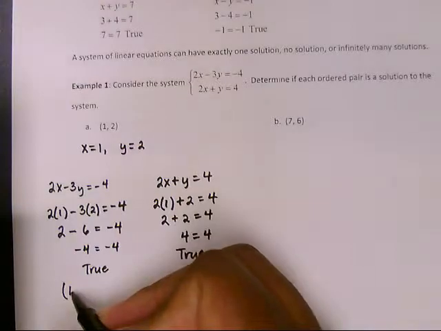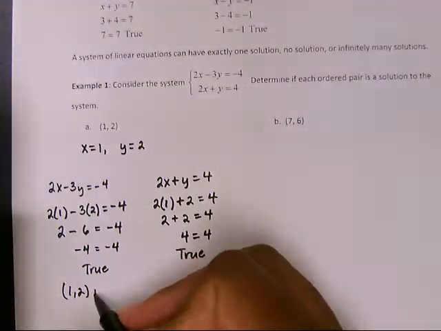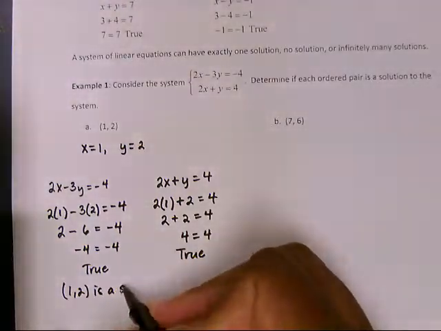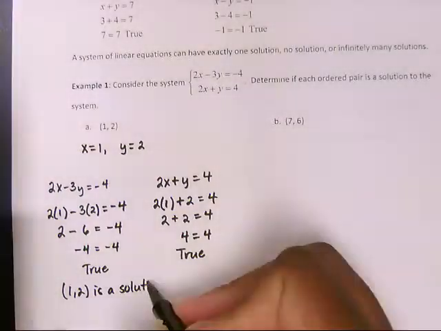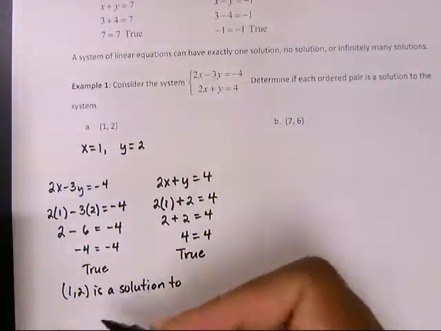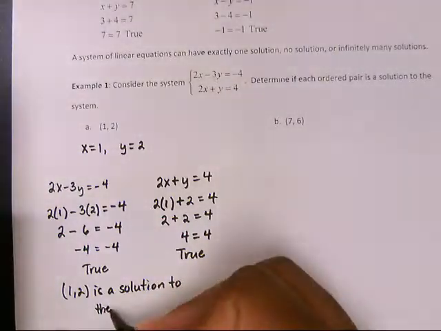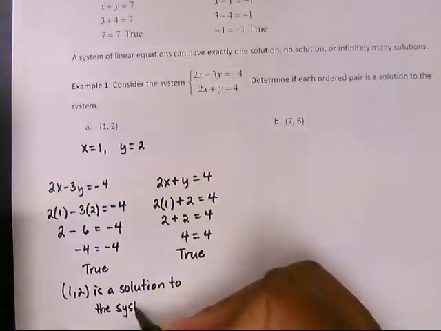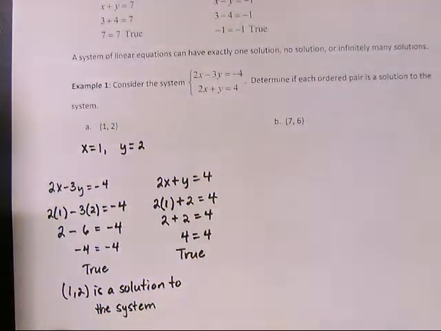So the ordered pair 1, 2 is a solution to the system. I shouldn't say is a solution, it is the solution to that system.